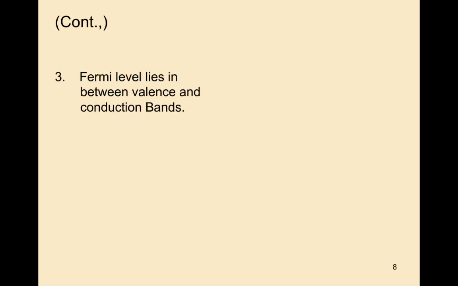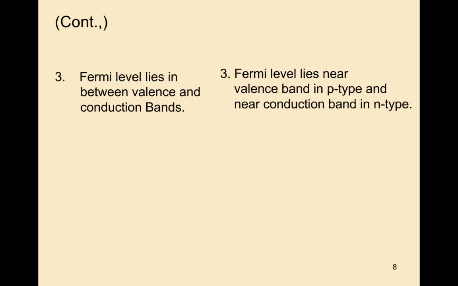Third difference is what? Fermi level. The Fermi level lies in between the conduction band and valence band in intrinsic semiconductor, but in extrinsic semiconductor the Fermi level lies near the valence band in p-type and near the conduction band in n-type.